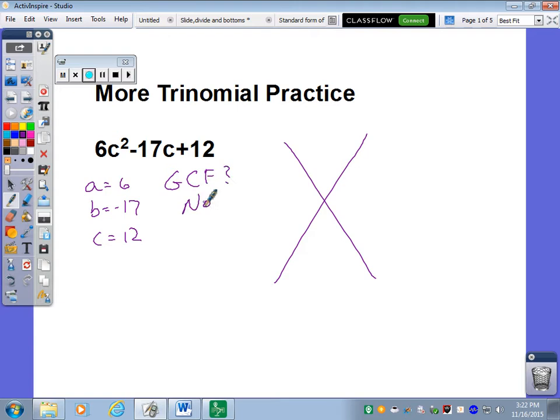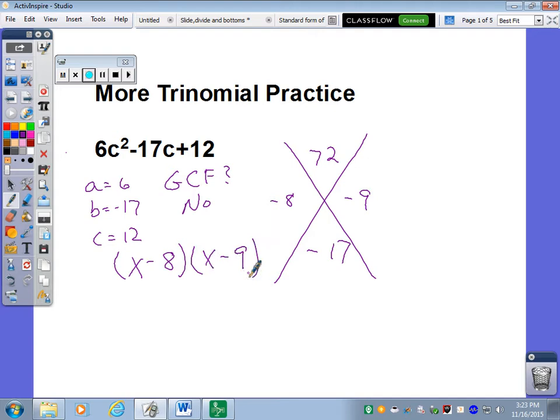6 times 12 is 72, negative 17. So at this point, if you want to turn it off and do the rest yourself, you can, or you can just watch this example. What multiplies to 72 and adds up to negative 17 is negative 8 and negative 9. So that's what goes into our parentheses initially.